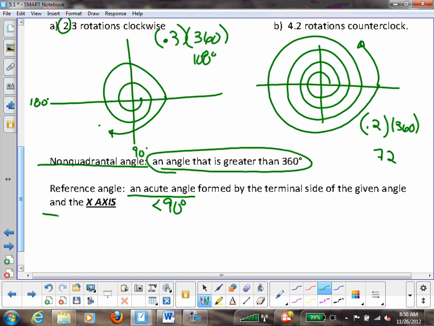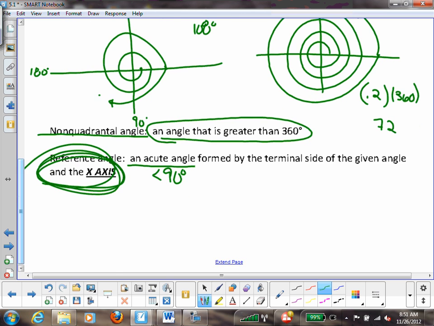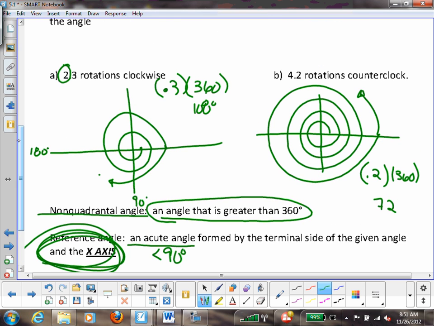And look what I said. You reference it with respect to the x-axis. Do not use that y-axis. So many of you are going to want to do it, and you're going to get it wrong. It's going to give you the wrong answer. It's the x-axis. Okay? So let's go to the next page.